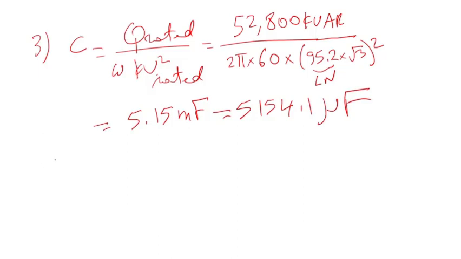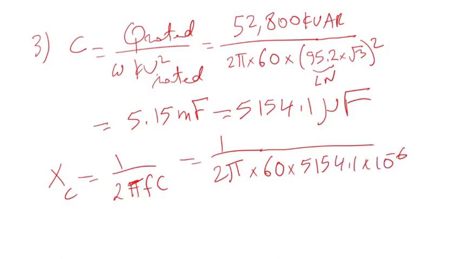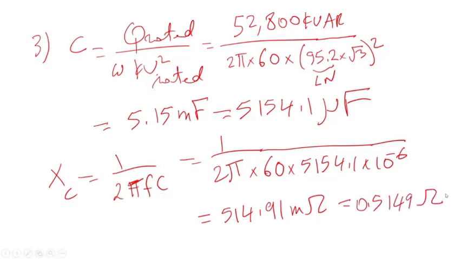And if you want to calculate the impedance, X of C is 1 divided by 2 pi F times C, which is 1 divided by 2 pi times F, which is 60 hertz, times 5,154.1 times 10 to the negative 6. This comes to 514.91 milliohms or 0.5149 ohms. Thank you and have a great time.